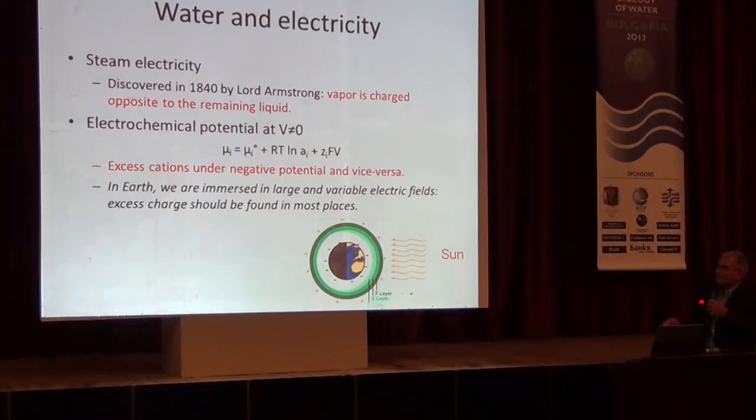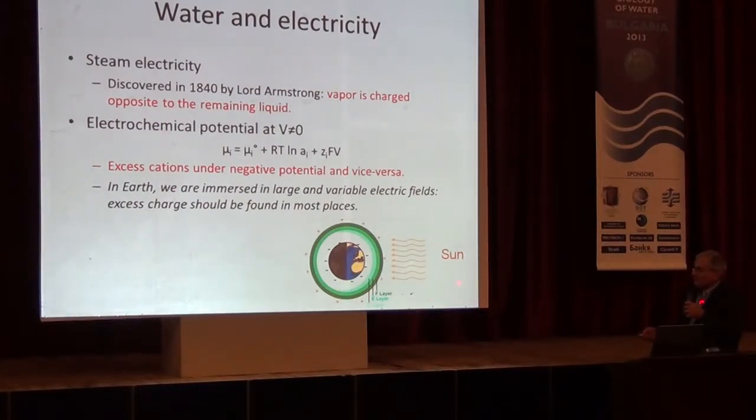This is the equation for electrochemical potential of charged species, which can be applied to define the equilibrium conditions. And it shows that if we have positive potential in a region, we should have excess anions, negative potential, excess cations, and vice versa.